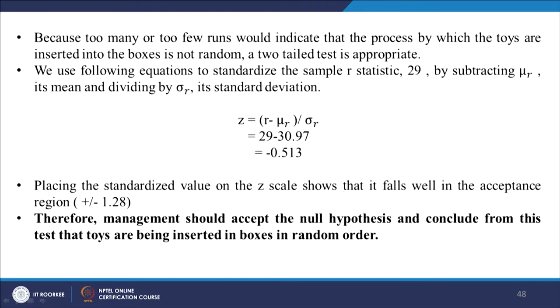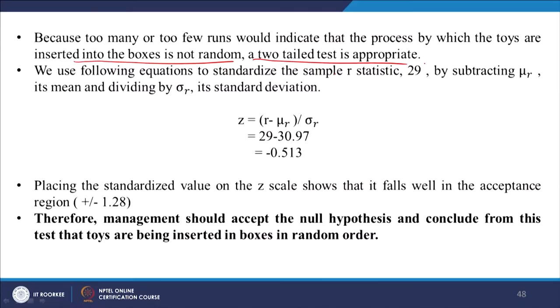Because too many or too few runs would indicate that the process by which the toys are inserted into the boxes is not random, a two-tailed test is appropriate. That is what I was saying, is not random. So, if it is not random, it could be either side, correct. So, that is why it is a two-tailed test, and most of the time the runs test follows a two-tailed test. So, we use the following equations to standardize the sample R statistic.